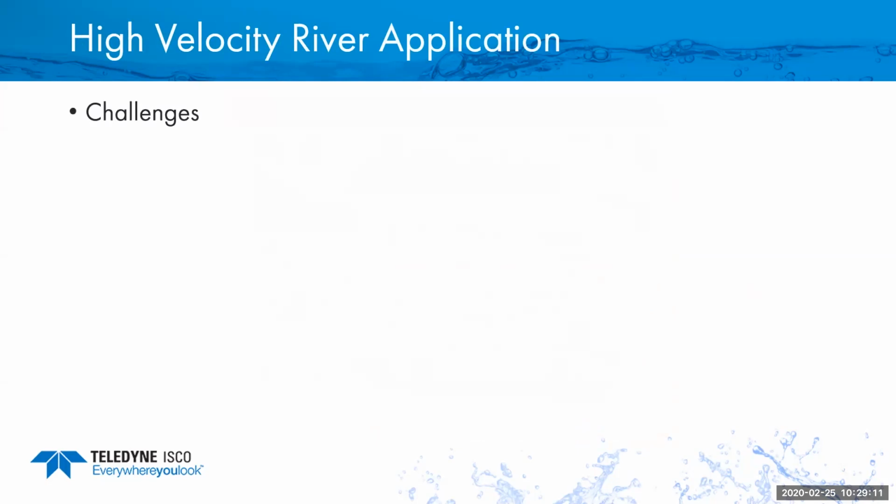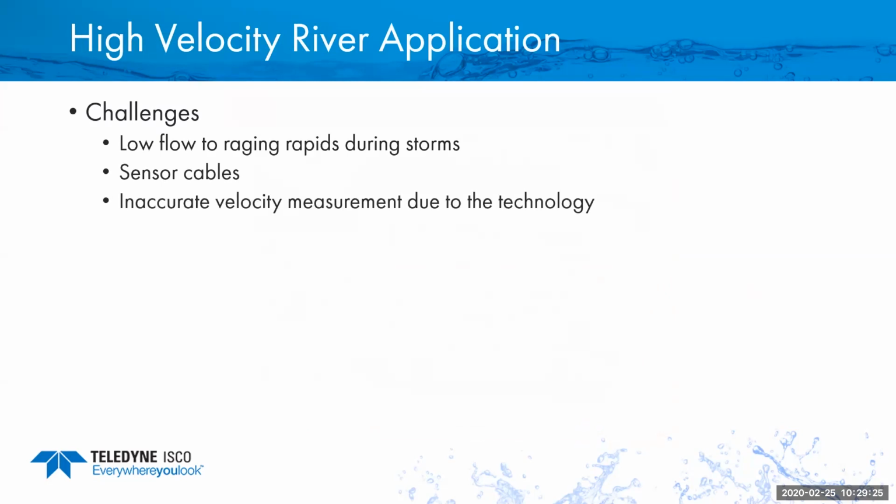Okay, so here's some river applications. Why are they challenging? Obviously, you go from low flow to raging rapids when you have some storm events. Sensor cables, just like stormwater lines, you have to deal with. And you are going to probably have some inaccurate velocity measurement due to technologies. What I mean by that is if you have a river and you're working with 2 inches of water on normal dry weather flow, when it rains it goes to 10 feet, a standard area velocity is going to lose accuracy as you get deeper.